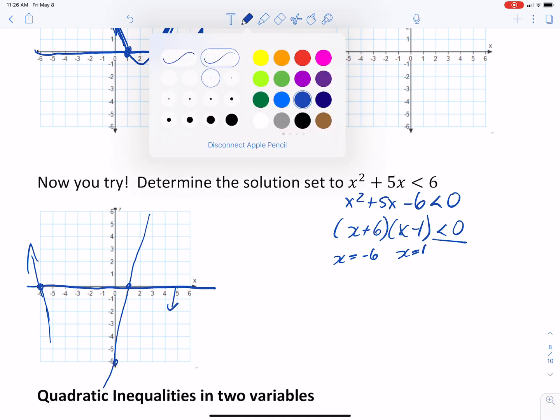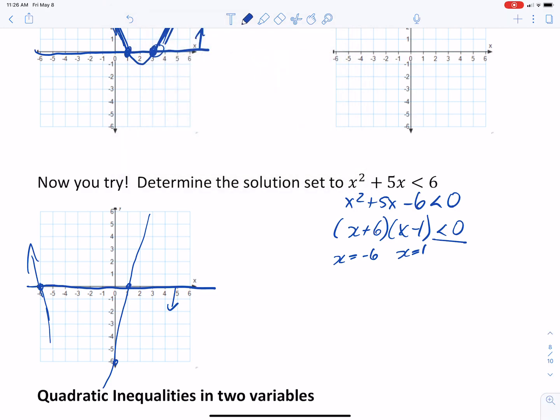So what I want to do is have an open circle here. These values are not included. So I'm going to say my solution set is when x is between negative 6 and 1. But I'm not going to write these underneath because they're not included, right? I can see that over here.